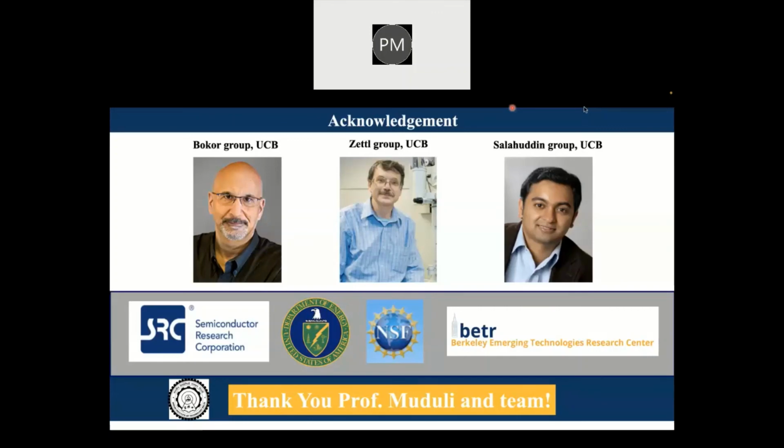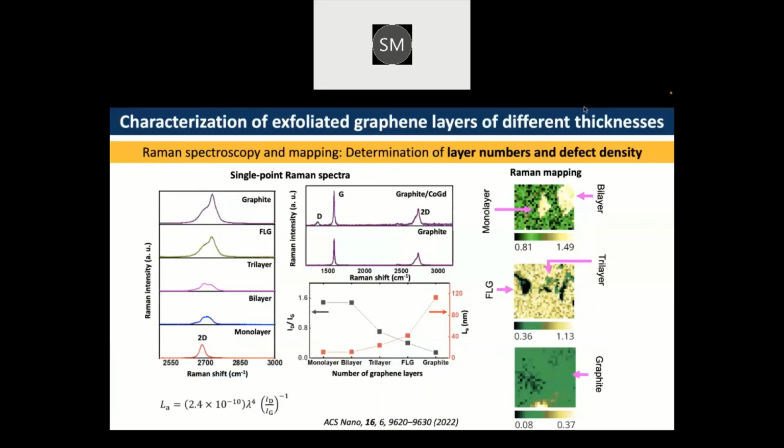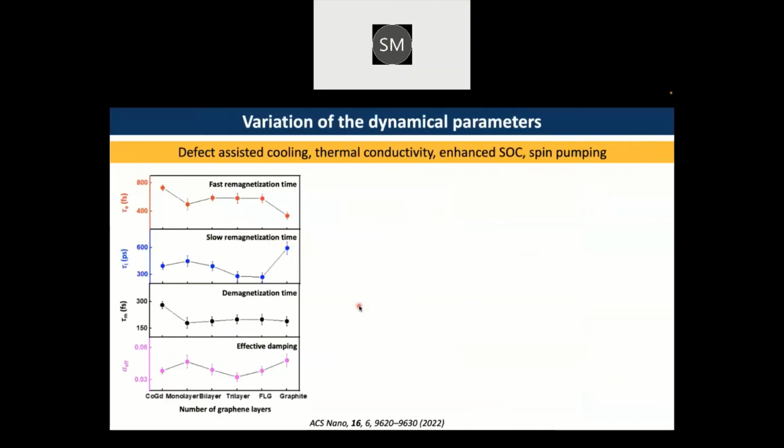Yes. For that, I would like to go back to one slide that shows that. Let me pull up that slide here. The defects that we have characterized via Raman scattering are varying monotonically with the number of layers. It is low in monolayer and bilayer, and then it is high and decreasing with graphite.